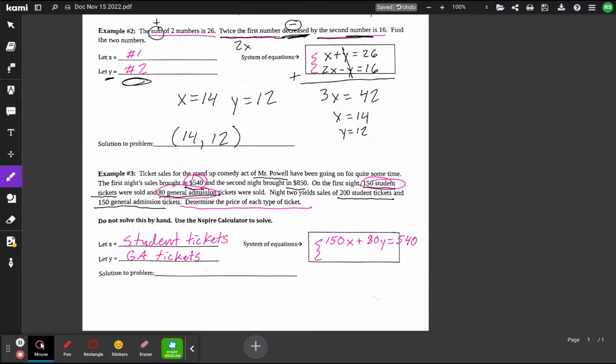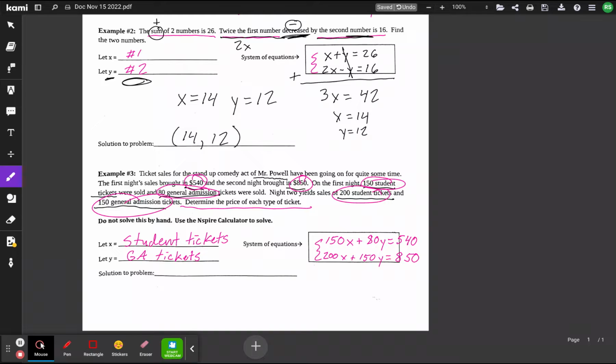Our second equation, we have 200 student tickets, that's 200x, 150 general admission tickets, that's 150y, or 150 times the price of a general admission ticket, has to be equal to the $850 that we brought in. Go ahead and enter this system of equations into your calculator.